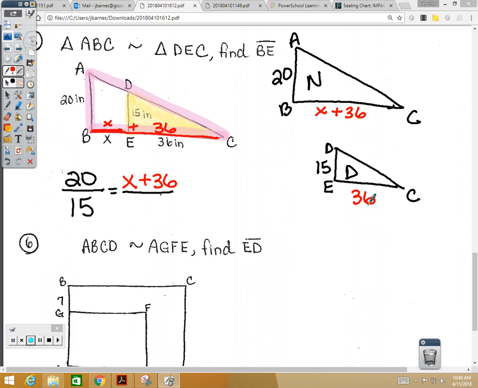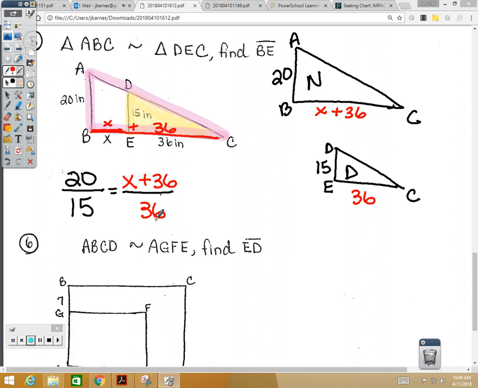So BC is X plus 36. EC is just the 36. Before I worry about how to solve this proportion, what questions do you have for me about the way that I set this up? Make sense then? Am I doing a good job explaining?